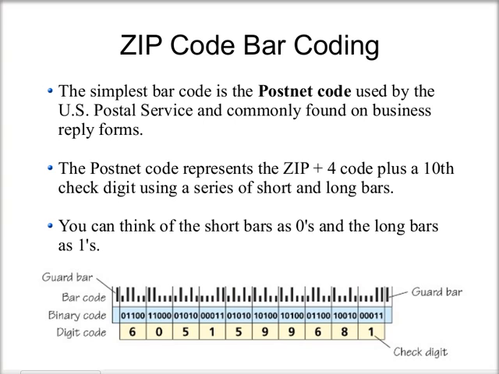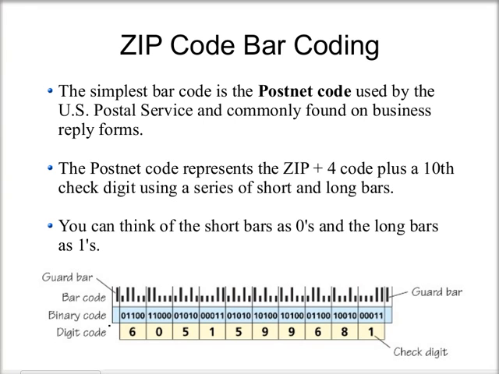We saw in the last section that the zip +4 code itself does not include a check digit. So when we're translating to the PostNet code, a check digit is added on. You can think of the short bars in the PostNet code as zeros and the long bars as ones. So this is how it is interpreted as a binary code.